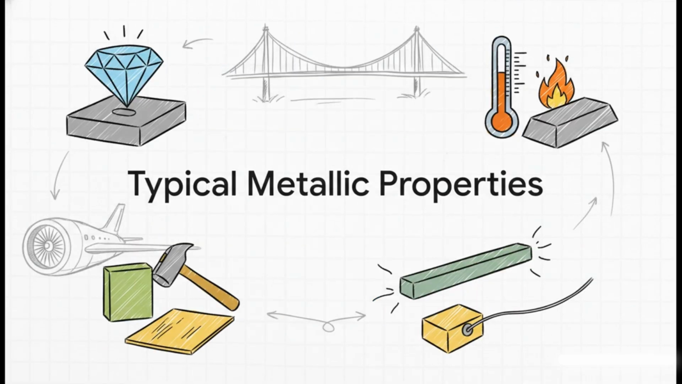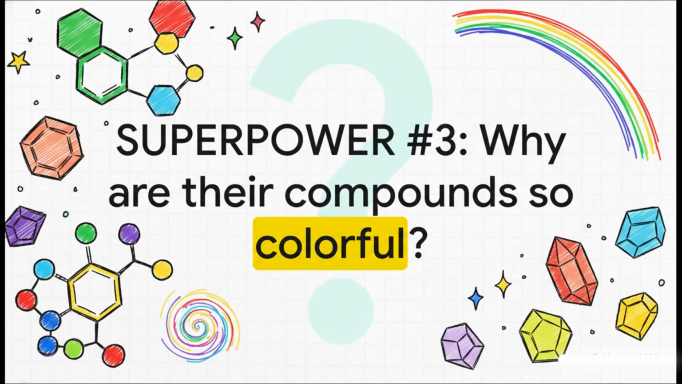And that's what gives us all those classic properties we think of when we hear the word metal. They're hard, they have incredibly high melting points, they can be stretched and shaped without breaking. It's no wonder this is the stuff we use to build basically everything important, from massive bridges to powerful jet engines. But it's not all about brute strength. These metals have an artistic side too. A lot of their compounds are just stunningly beautiful.